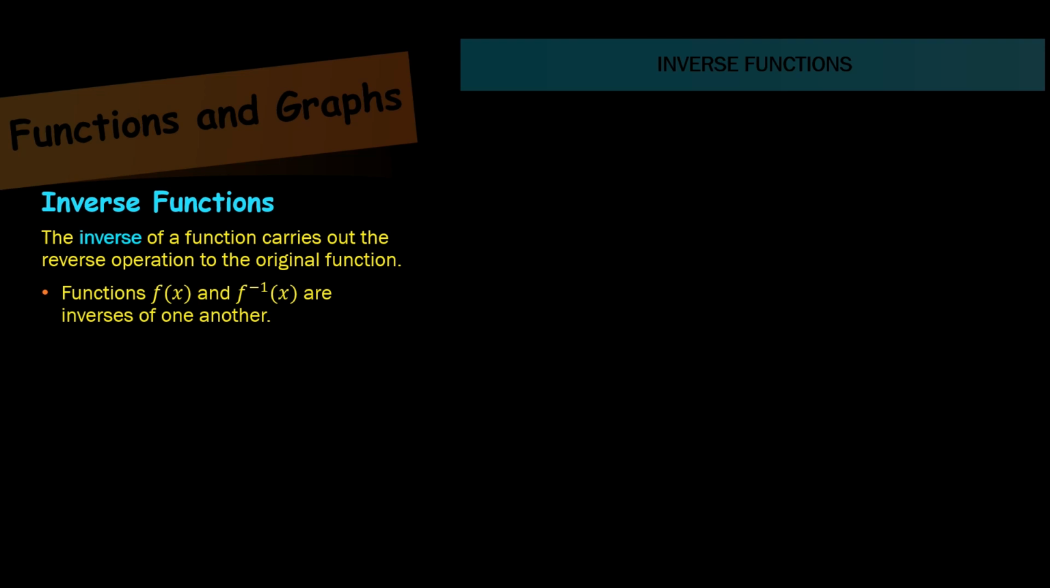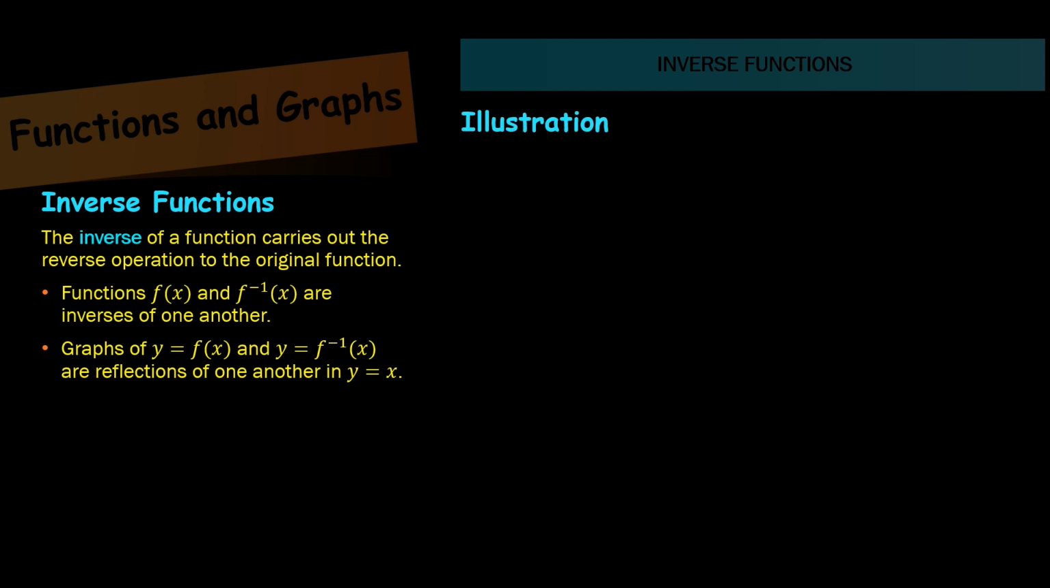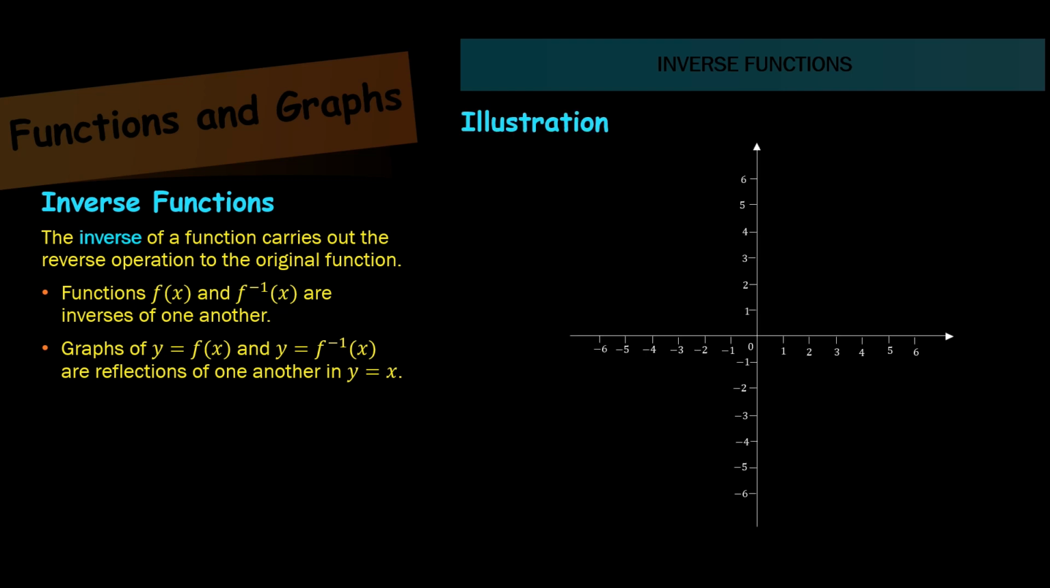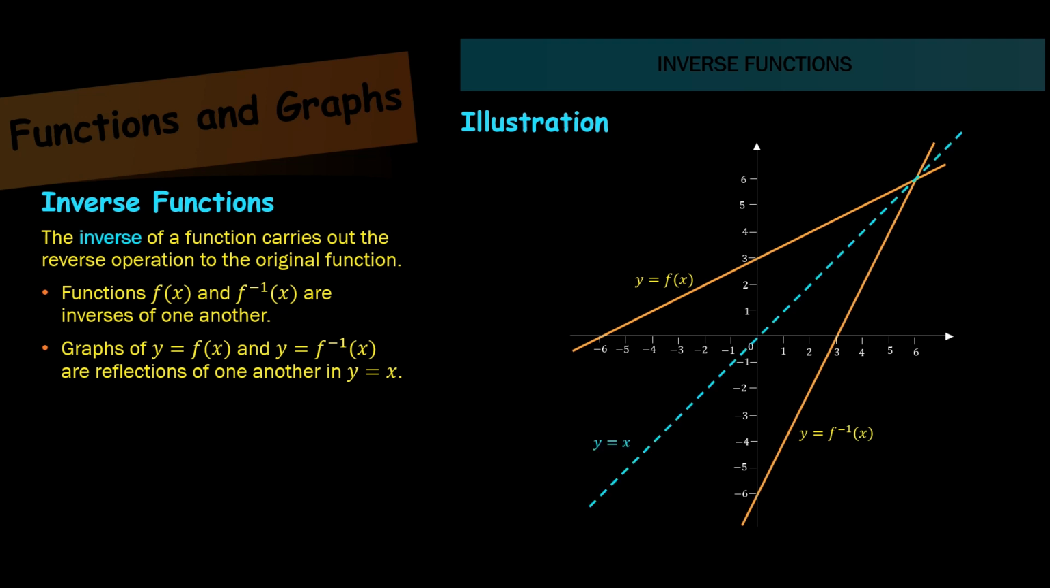The graphs of y equals f of x and y equals f inverse of x are reflections of one another in y equals x. Let's illustrate this. Suppose we have a function y equals f of x as shown. Then the inverse function is a reflection in the line y equals x as shown on the screen. The domain of f of x is the range of f inverse of x.